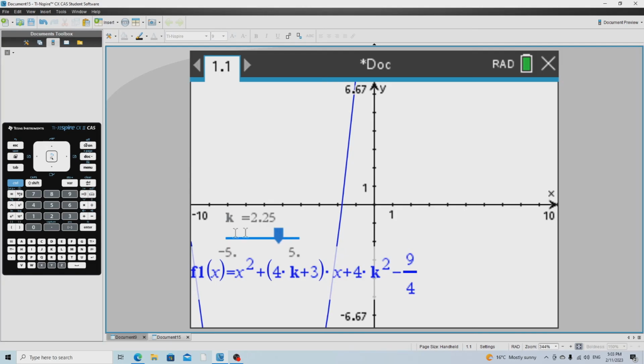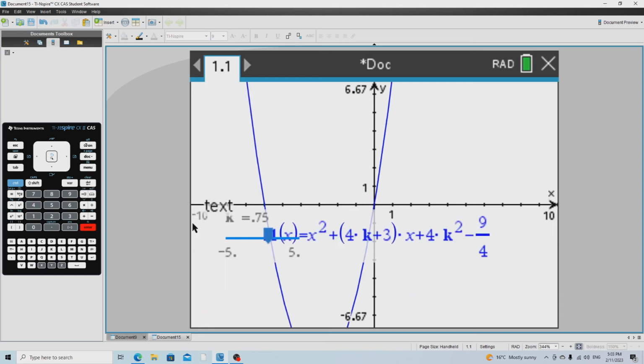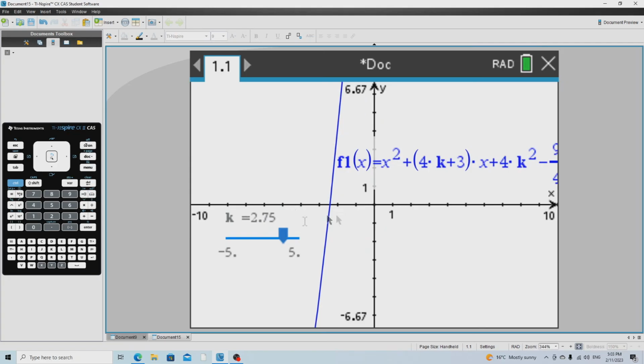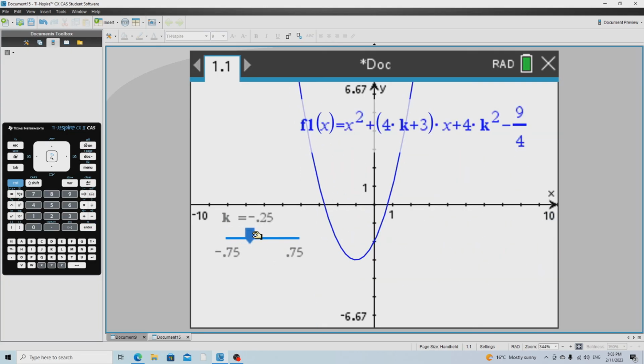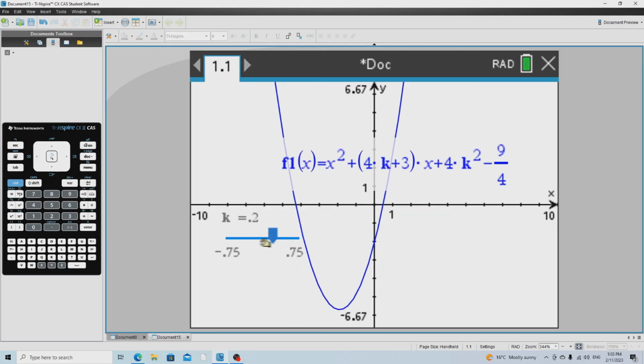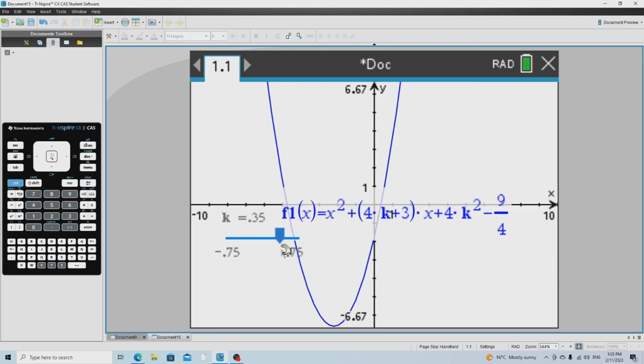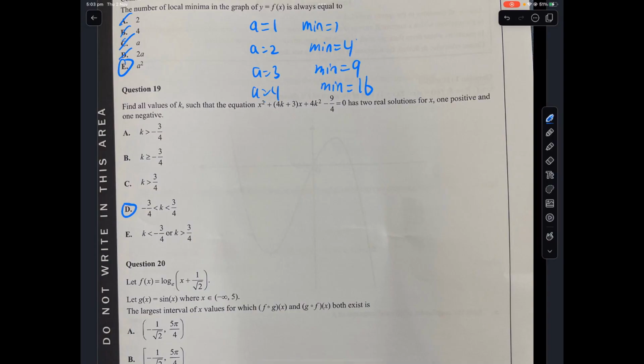C, k is what? Now we're saying 3 over 4, and we go to infinity. Again, we still get two negatives, so that's not right. What about D? We're saying from negative 3 over 4 to 3 over 4. Let's double check that. All right, we have one negative, one positive, and yes, this looks like the best. E is wrong, because k is greater than 3 over 4, we still get no. So D would be the best answer for that one.